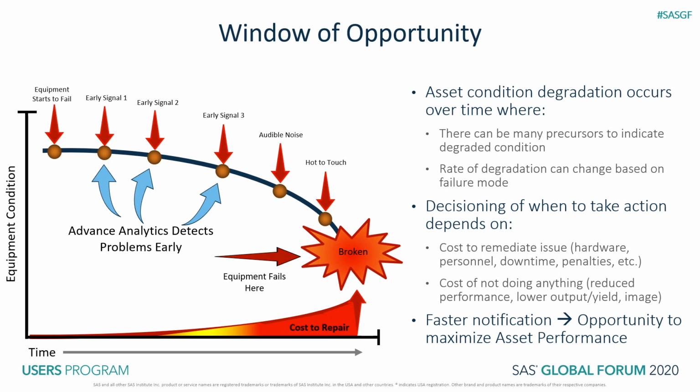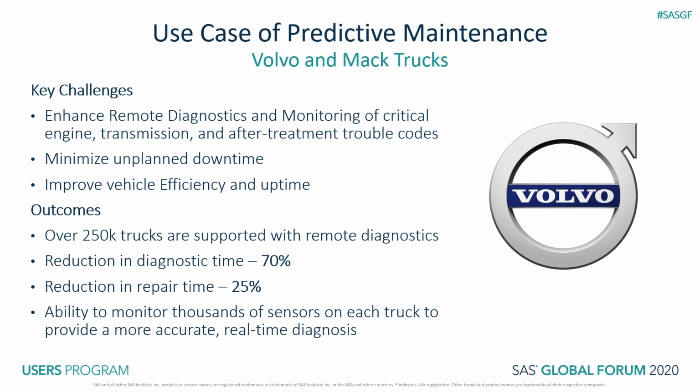So one use case we have is with Volvo and Mack Trucks using SAS to enable predictive maintenance. Their challenges include how they can enhance their remote diagnostics and monitoring capabilities of critical assets such as engines and transmissions. How can they minimize unplanned downtime and improve overall vehicle efficiency and uptime?